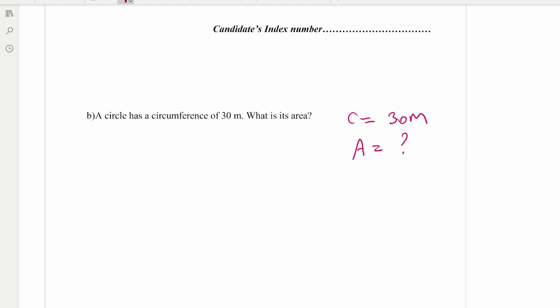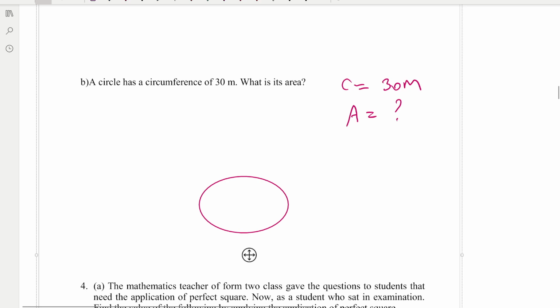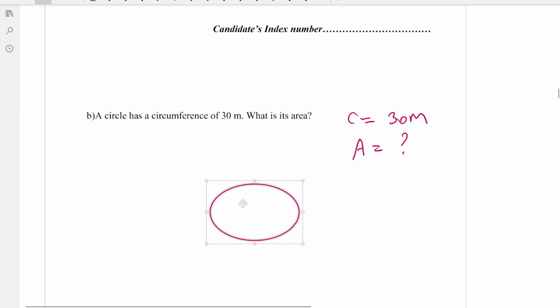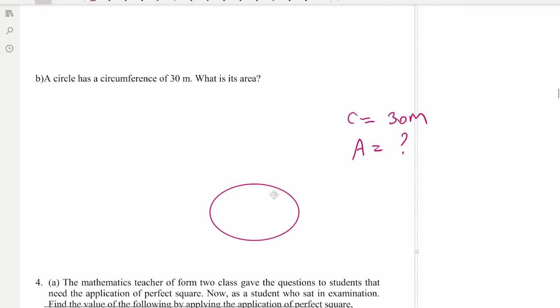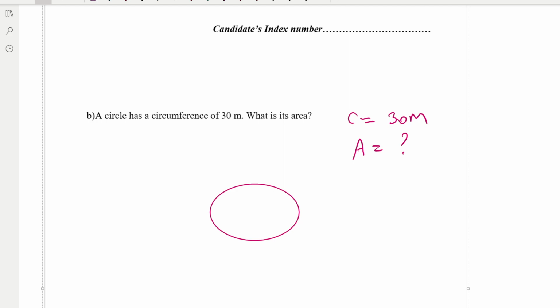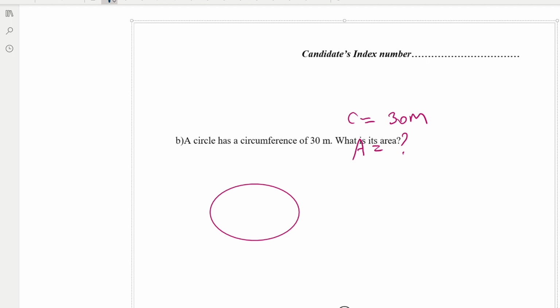If I add a circular shape here, let us assume that we have a circle here. So we are going to assume this is our circle, and the circumference, as we have seen, is 30 meters. This is the center, with the radius r.